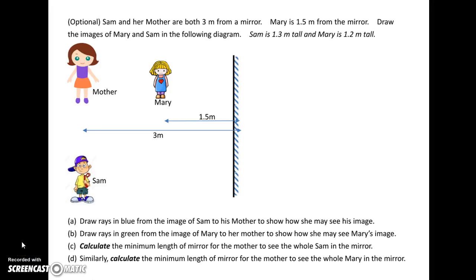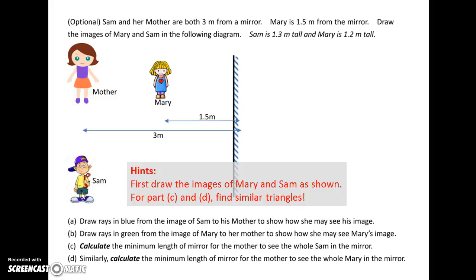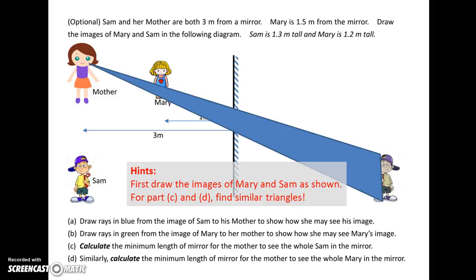So we know the minimum length of mirror for one to see the whole image of oneself. What about when mother wants to see Sam, or mother wants to see Mary? First of all, we have to draw the images of Mary and Sam. And after doing so, we have to find similar triangles as before. And now in order to find the minimum length x, we set up the equation. 3 over x equals 6 over 1.3.